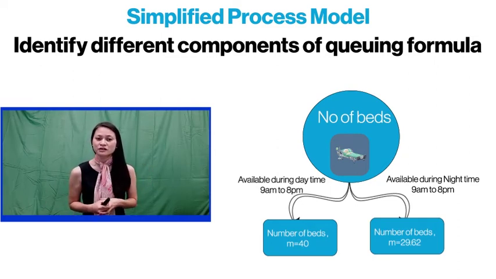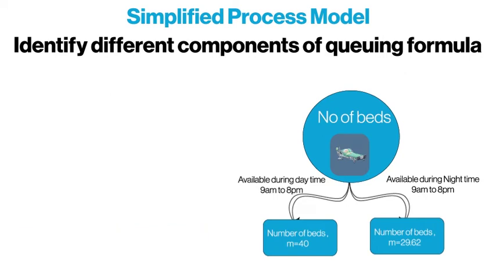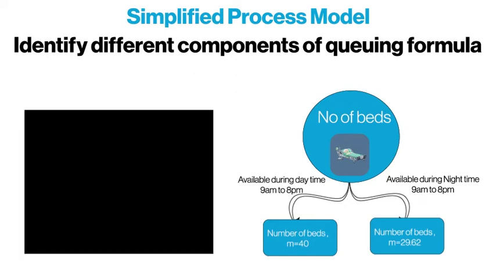M equals 40 from 9 a.m. to 8 p.m. At nighttime, some of the beds are closed. So we can calculate what's the average number of servers available between 8 p.m. and 9 a.m. to be 29.62.